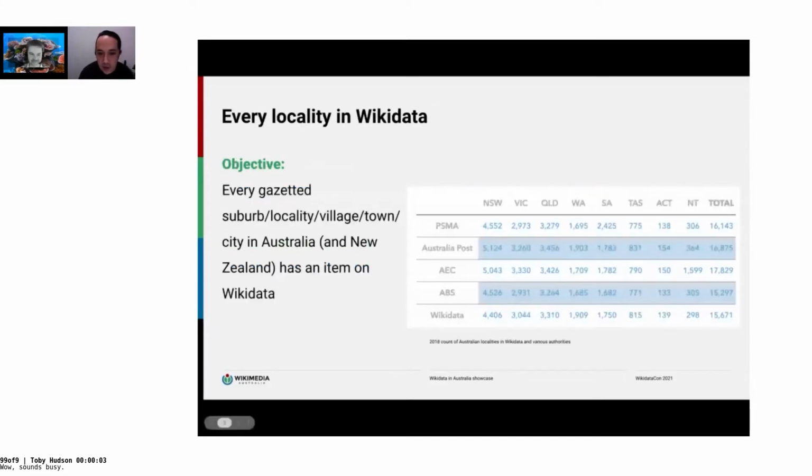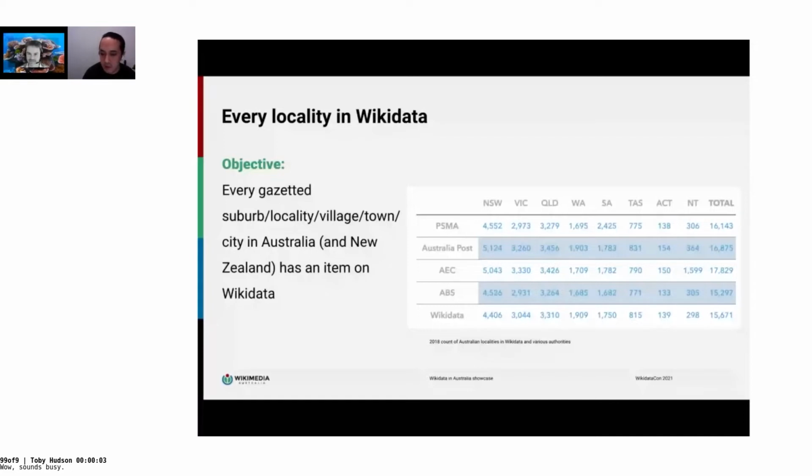I wanted to start off with a bit of a case study about setting up every locality, or every human settlement, in Australia in Wikidata. So every gazetted suburb that is officially registered with the government, usually the state government in Australia: suburbs, localities, villages, towns, cities in Australia and New Zealand. There was a project a couple of years ago to get all these places, or human settlements, or subclasses of human settlement, onto Wikidata.